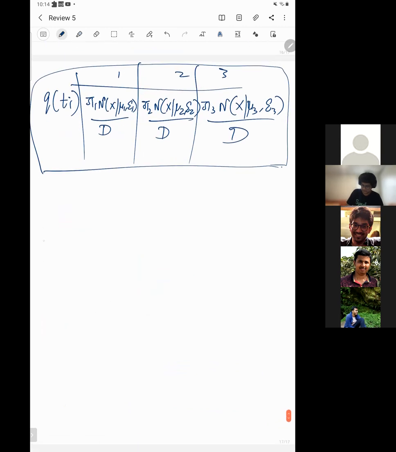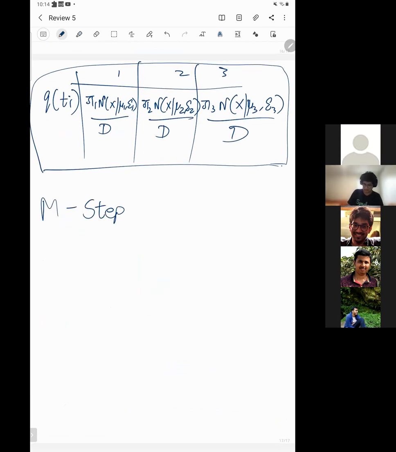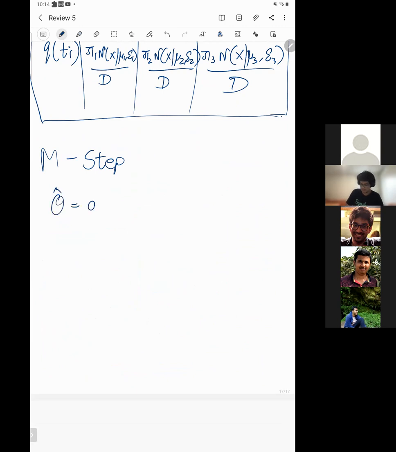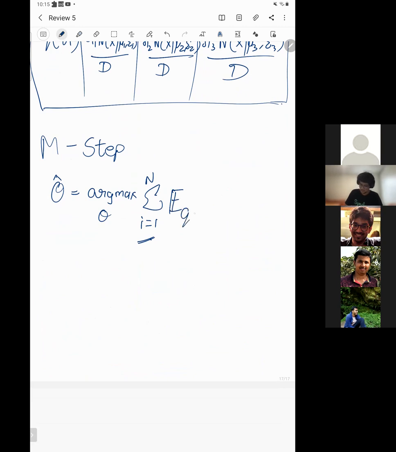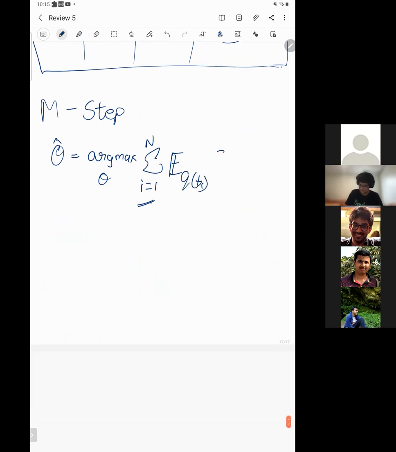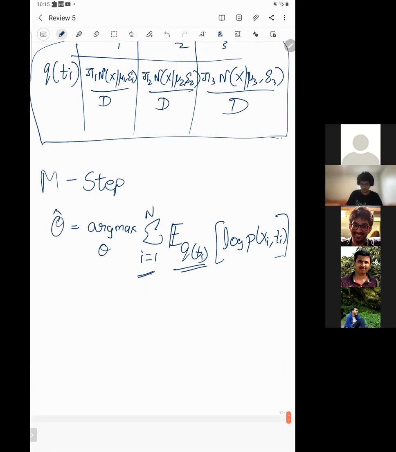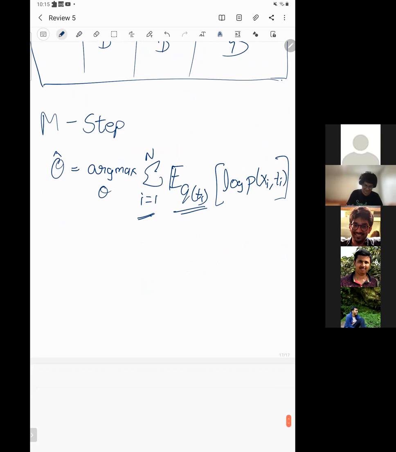And now in the M step, what we need to do is optimize over theta. Here is a summation sign that you mentioned earlier, and this joint probability of xi ti. This expected value is over this term. Similar to how we did before, we would unroll it. I'm avoiding writing argmax, but this is the equation that we need to optimize over theta.